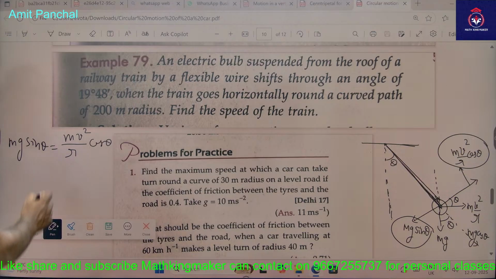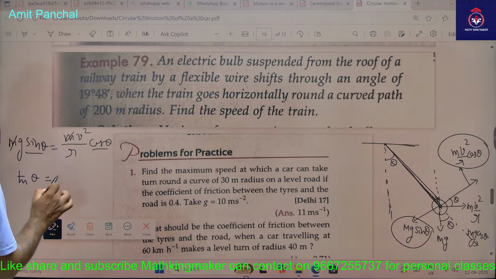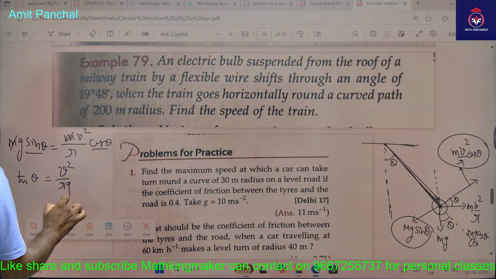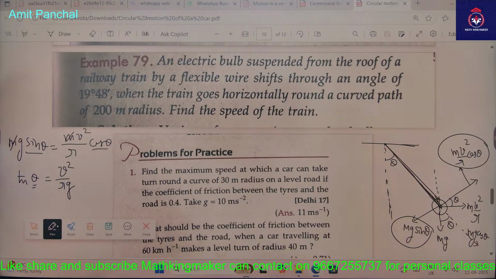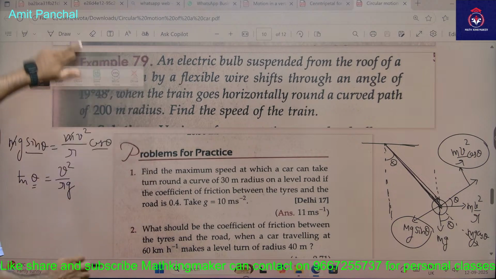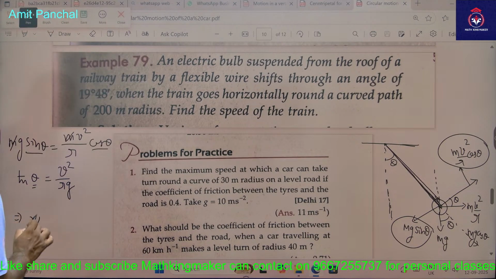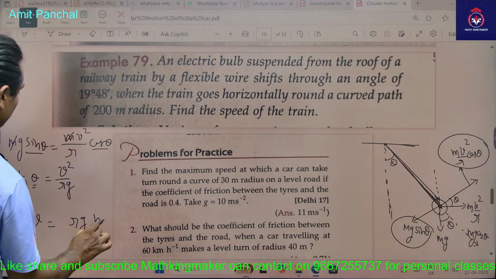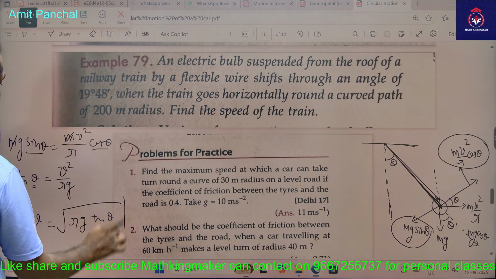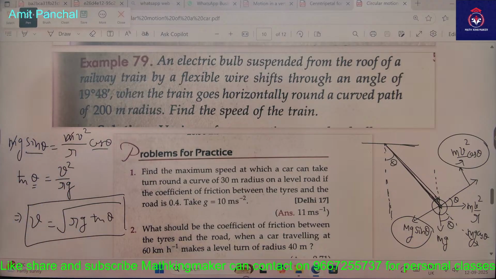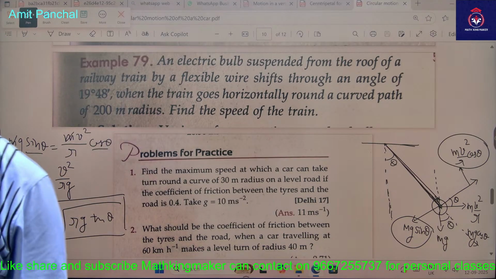So sin theta by cos theta, that will make tan theta equal to v square by rg. Theta is given to you, so we can calculate v. So v can be given as the square root of rg tan theta. That will be the velocity to take the turn. That will be the speed.